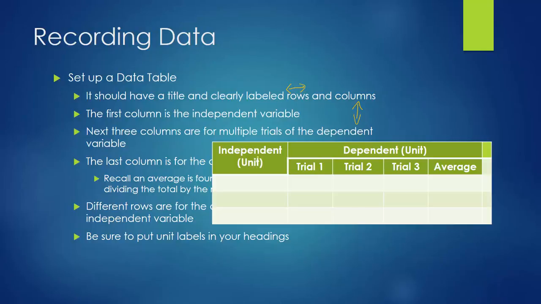So I said our independent variable goes in our first column, so I have independent, but let's say I was changing the length of something to see how that affected the time it took for some other thing to happen, whatever it is. Then I would not write independent, I would write length, and I would not write dependent, I would write time, and length would be measured in probably centimeters, and time would be measured in probably seconds.